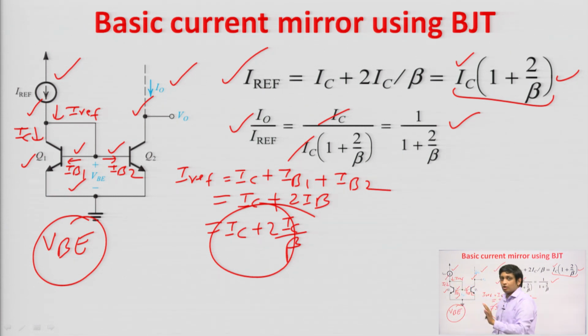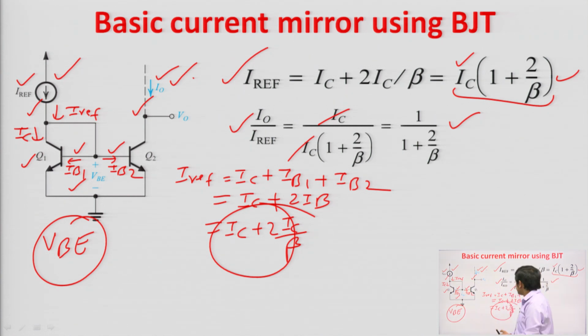If this Q1 is not diode connected, what will happen? If the input current changes, I reference changes, then corresponding to that I reference, VB will not change. If VB will not change, then your output current will not change. It means that if there is a variation in input current, then there will not be any variation in output current, and current mirror means the output current should be equal to input current. If your input current is changing, then accordingly the output current should change. It will only happen if this Q1 is diode connected, otherwise this tracking of input current is not possible, fine.